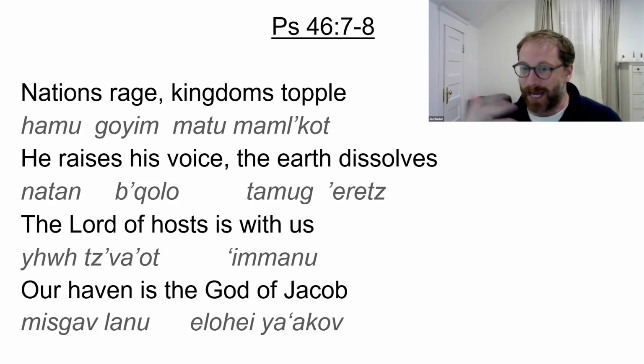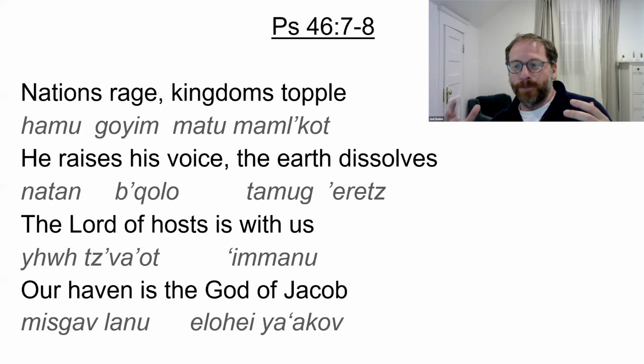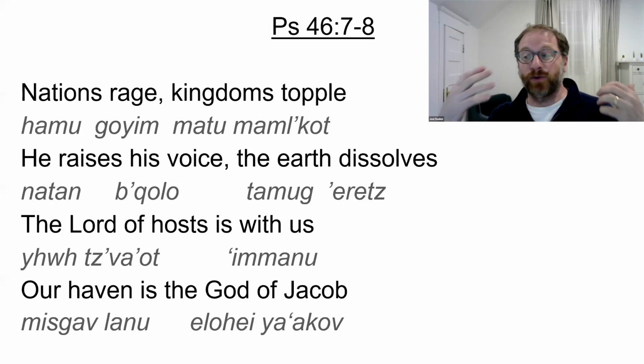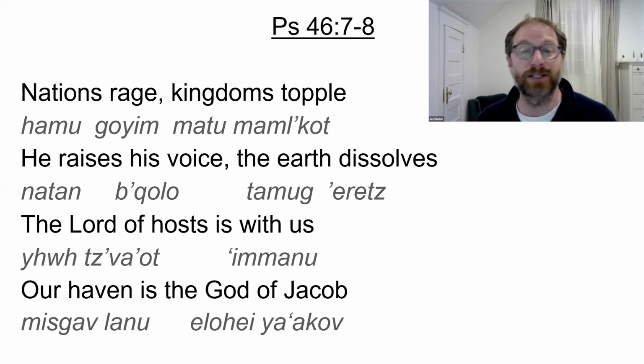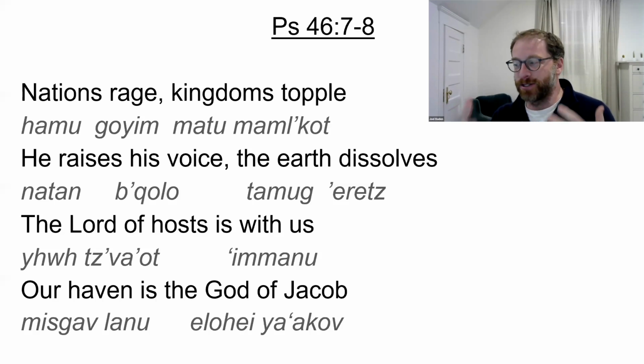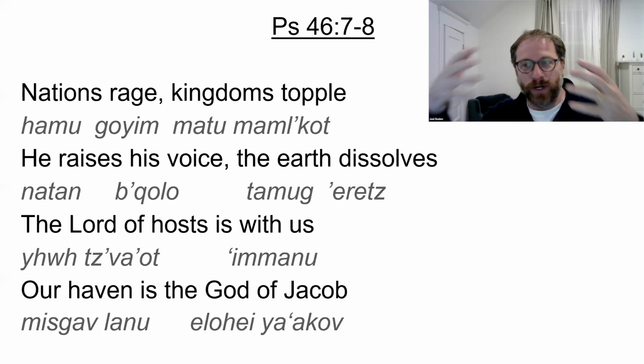Kingdoms topple. That's the word that like the mountains topple, but not this mountain, right? He raises his voice and the earth dissolves. That's thunder and lightning, right? So that's his voice, his thunder, and the earth's dissolving. That's probably what it looks like.